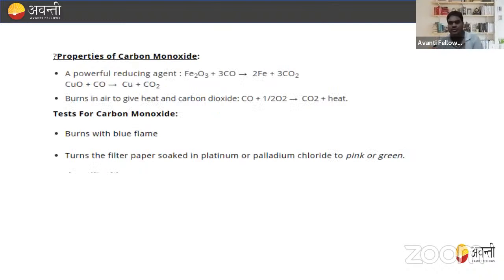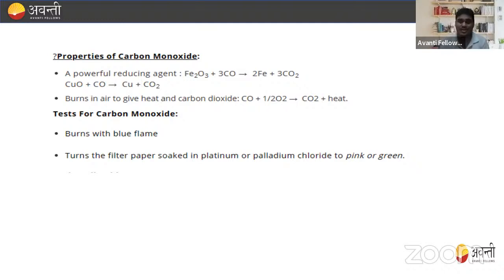Now, properties of carbon monoxide. Basically it is a powerful reducing agent. Fe2O3 reacts with CO. CO acts as a very good reducing agent. It reduces Fe2O3 to Fe and converts CO to CO2. Similarly, it reduces copper oxide to copper. So it is a very powerful reducing agent.